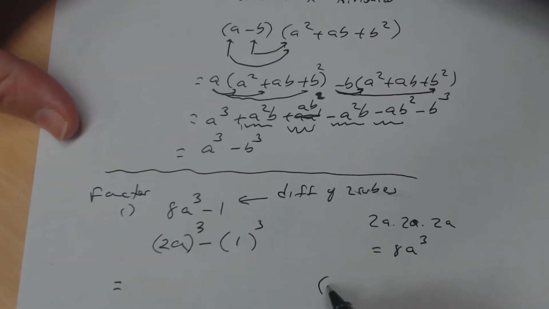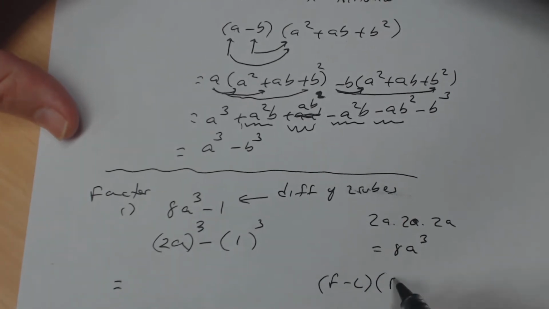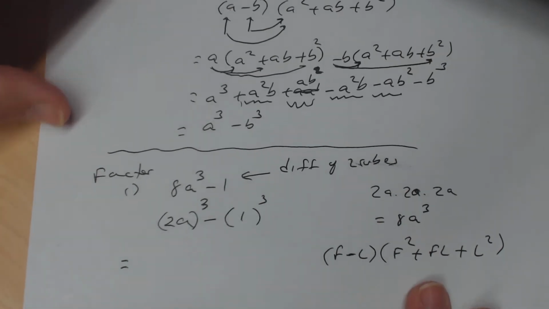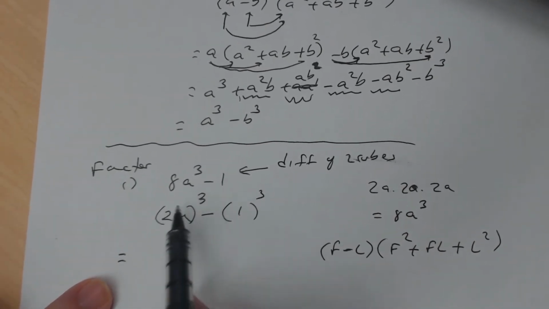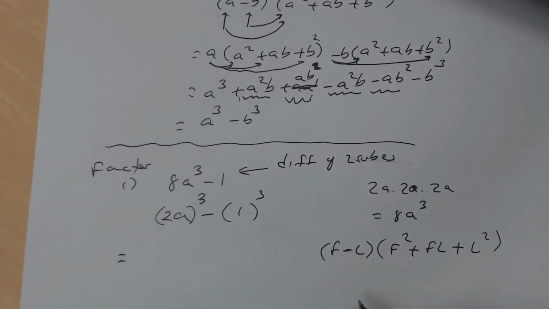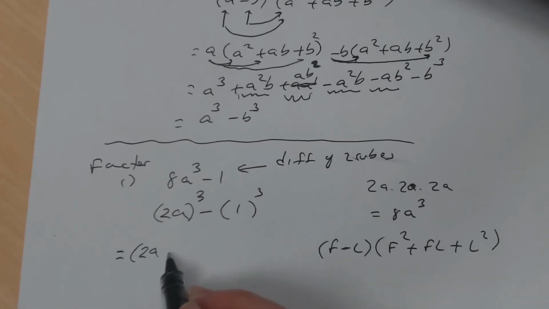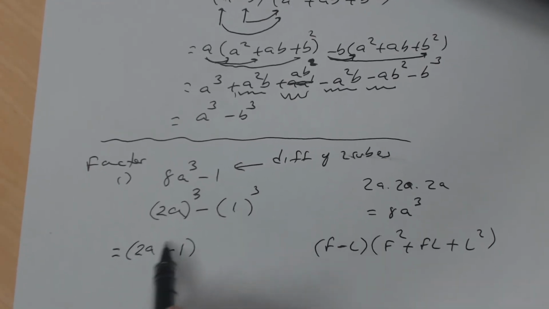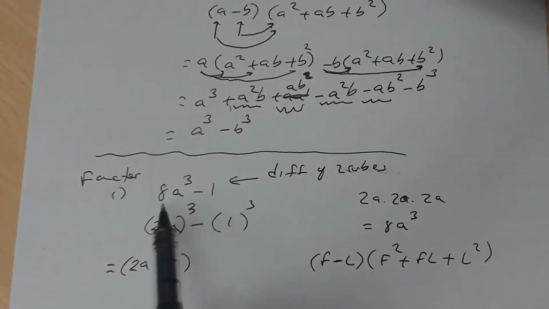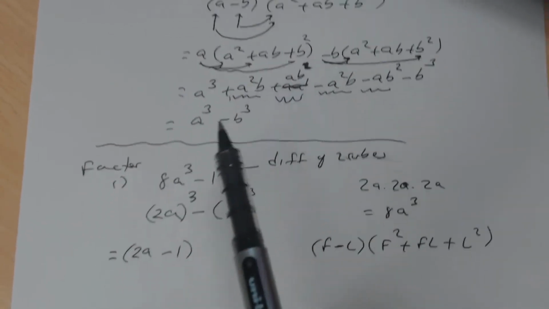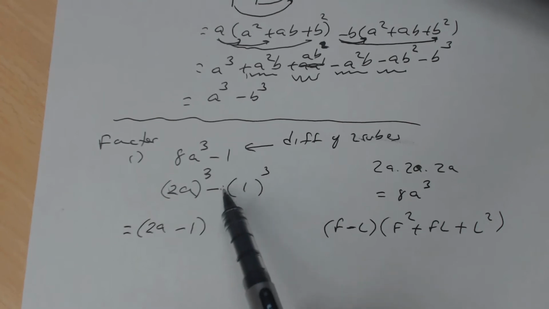so I'm going to write this as f minus L. Instead of a minus b, I'm going to say f minus L times, I'm going to square the first. And remember, you take the opposite sign, so it'll be plus FL plus L squared. All right, so I just wanted to write it here. Okay, so I take the first, which is 2a, and if you need to write it out, write it out. So we're going to have 2a, that's my first, minus the last, my last is 1, so I get this binomial. Remember, when you factor the difference of two cubes, you're going to get a binomial times a trinomial.